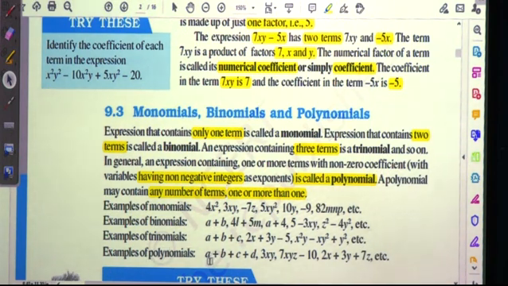Examples of polynomials. Now, in examples of polynomials, you can see a plus b plus c plus d, four terms are present. 3xy, one term is present. 7xyz minus 10, two terms are present. 2x plus 3y plus 7z, three terms are present. Polynomial is the general term in which monomials, binomials, trinomials, and n number of terms are all included. Whereas monomial means only one term, binomial means two terms, trinomial means three terms.